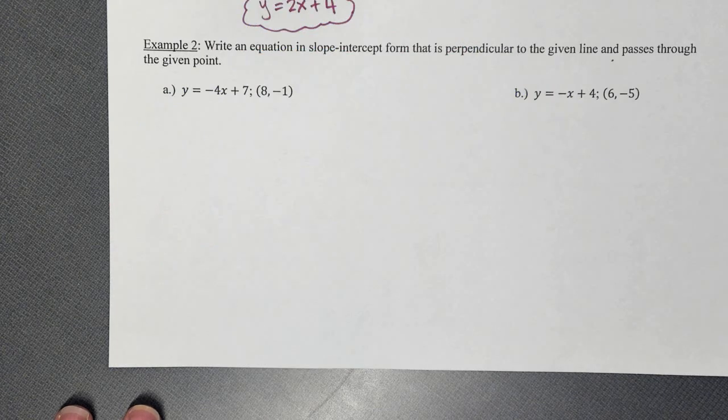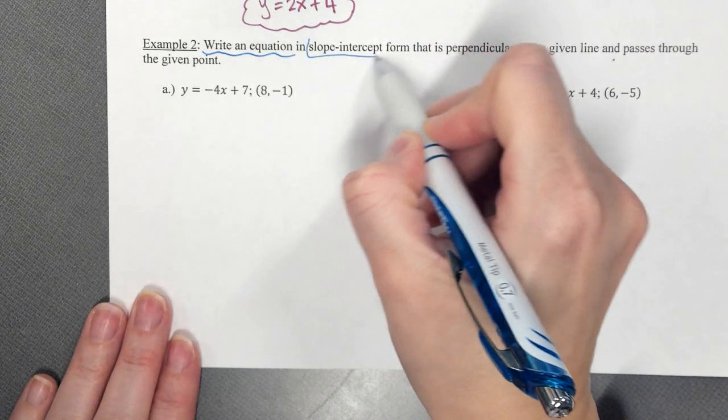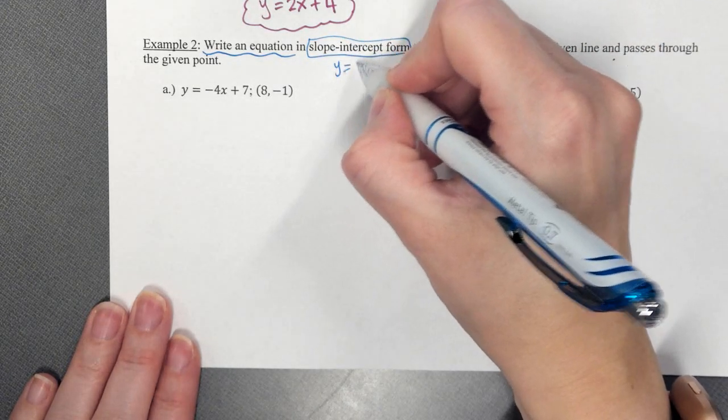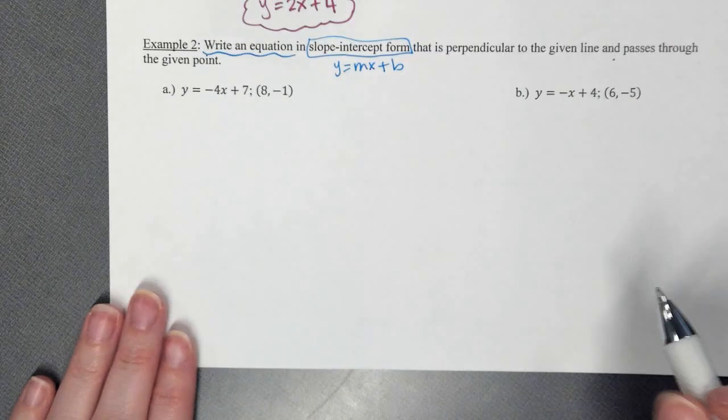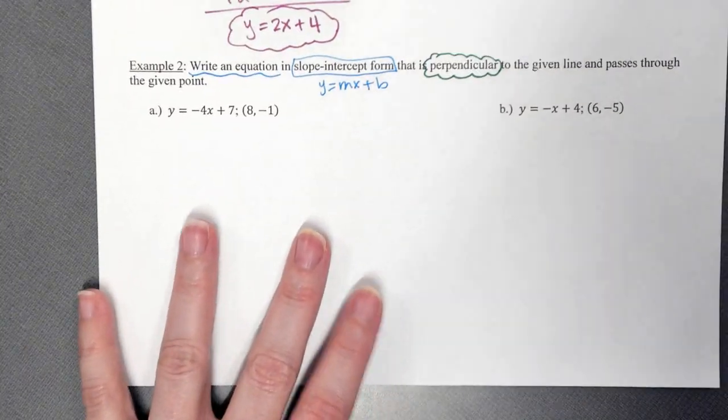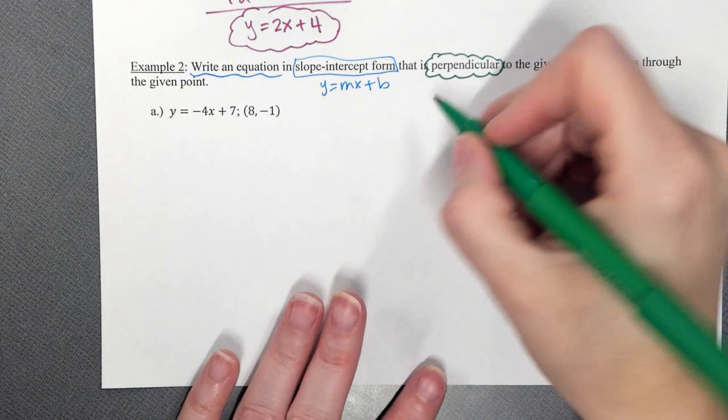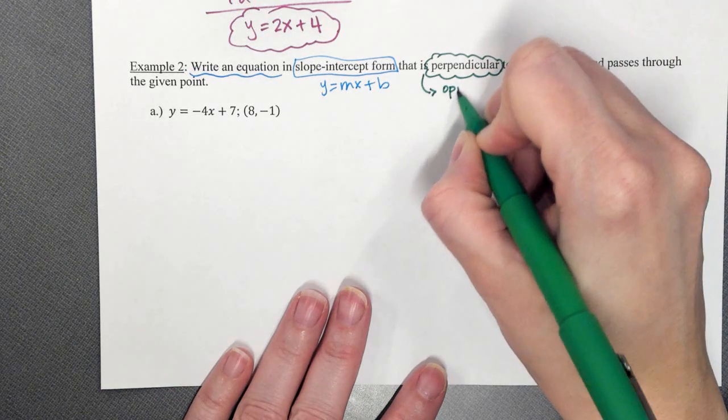Okay, so we said that we're going to make sure that we're reading the directions. So example 2 again is writing an equation in slope-intercept form, so y equals mx plus b form. But now you have to find one that's perpendicular to the given line. Okay? So if you're trying to find a slope that is perpendicular, and you know what the slope is of one of the lines, the definition that's going to be easier for you to use in this case is the opposite reciprocal.